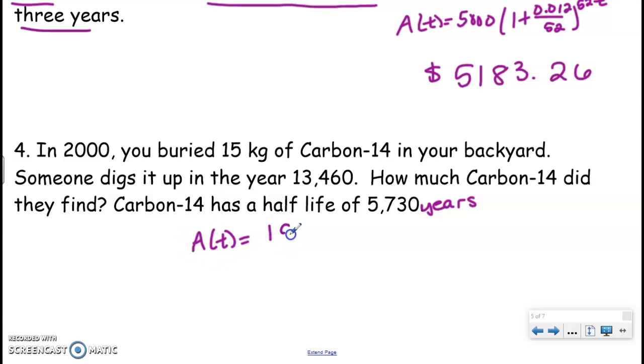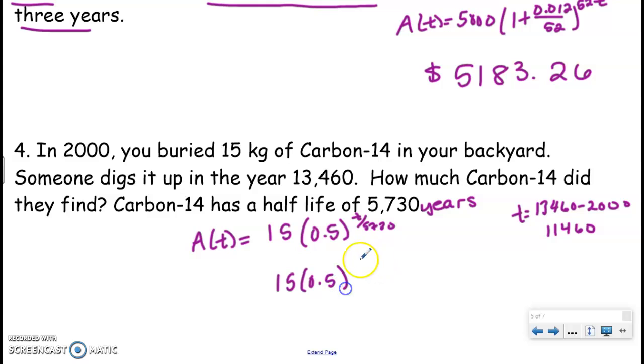We are starting with 15 kilograms. It is cutting in half using half-life. We are going to do t divided by 5,730 there. So it has been 13,460 minus 2,000 years, so 11,460. So we are going to type this in. We're going to do 15 times 0.5 to the 11,460 divided by 5,730 power and get our final answer.